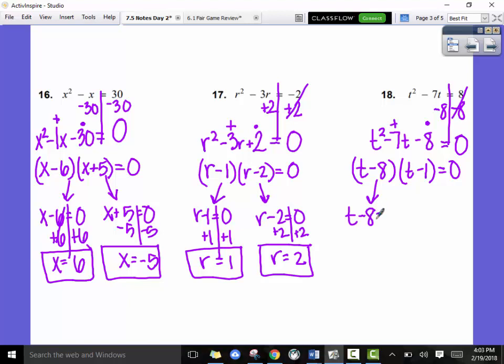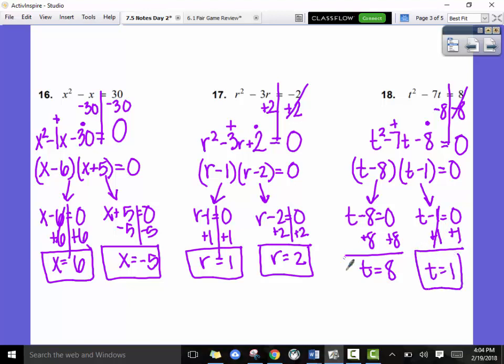T minus 8 equals 0. T minus 1 equals 0. Add 8. T equals 8. Add 1. T equals 1. So two solutions are 8 and 1.